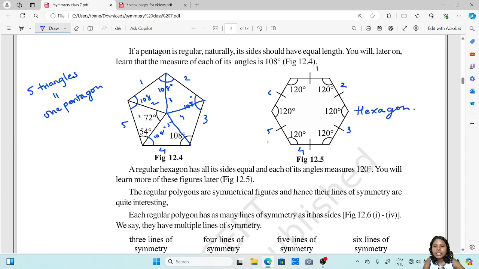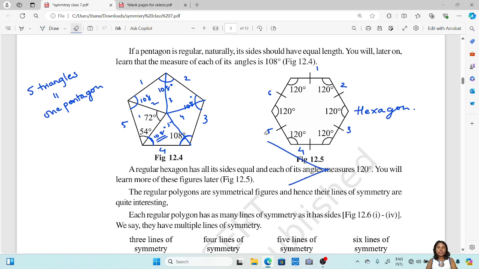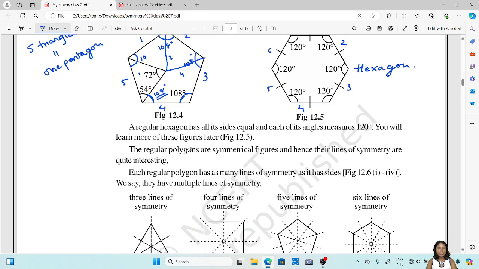So see here, this 54 plus this 54. This angle will also be 54, this angle will be 54. 54 and 54 together form this 108 degrees. So, a regular hexagon has all its sides equal and each of its angles measures 120. Each of its angles measures 120 in a hexagon. In a pentagon, it was 108. You will learn more of these figures later.